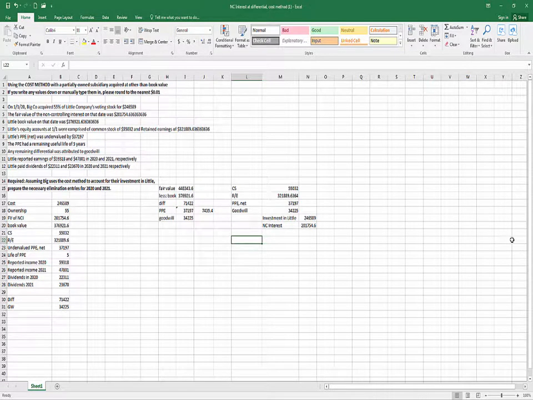Okay, A for amortization. Depreciation expense, I've already calculated the annual amortization right there. And since we're not using a separate accumulated depreciation account, we'll do property, plant, equipment net.